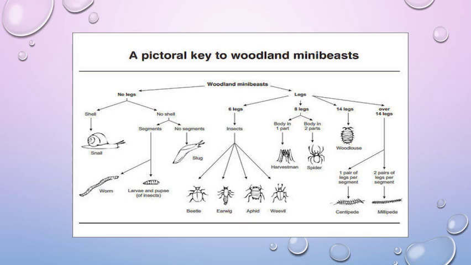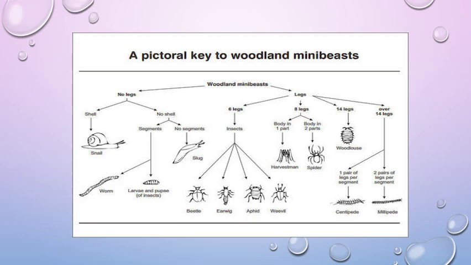Now look at the character legs. If there are 6 legs, then it will be an insect. That can be beetle, aphid, weevil. And if there are 8 legs, then the couplet is body in one part, body in 2 parts. If the body of the organism is divided into 2 parts, then it's a spider. And if the body is in one part, then it's a harvestman.